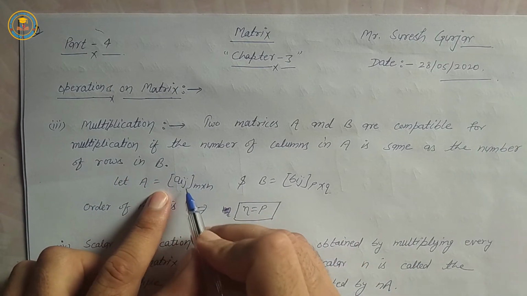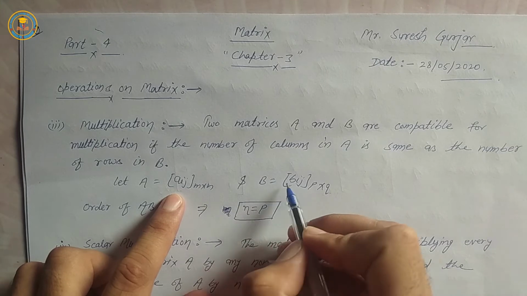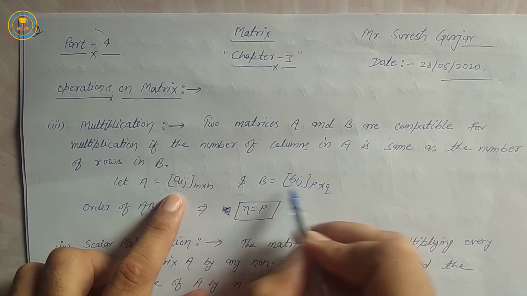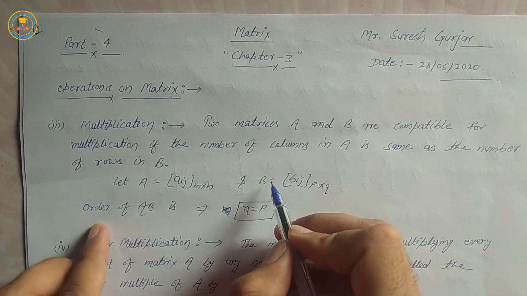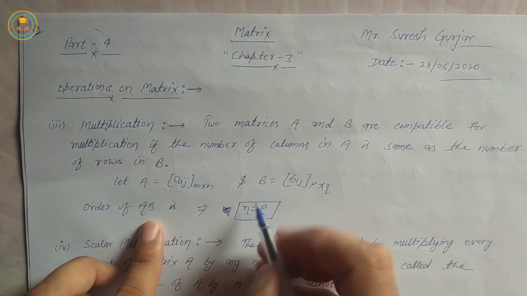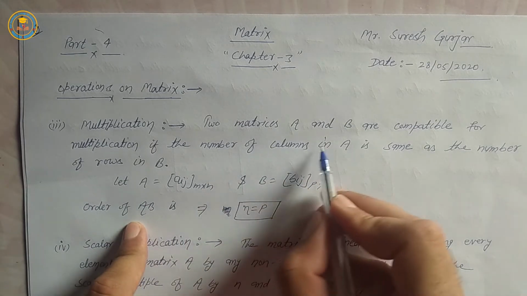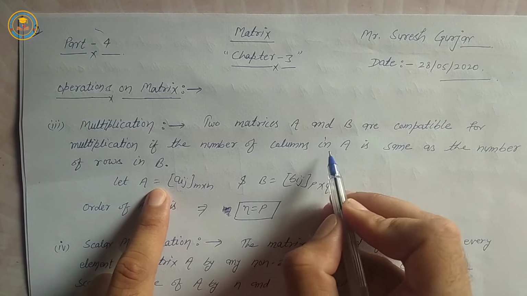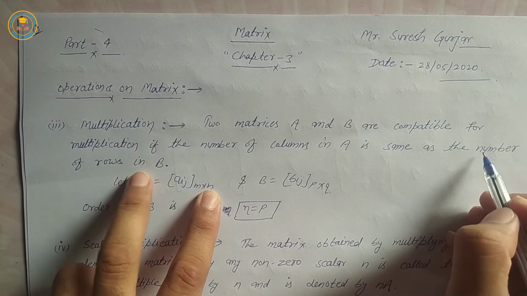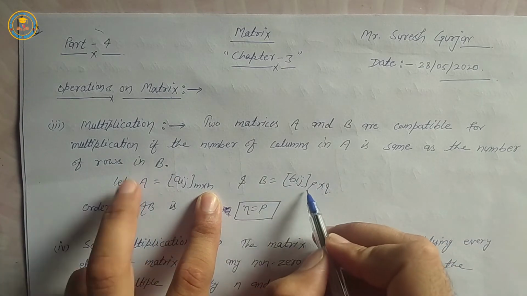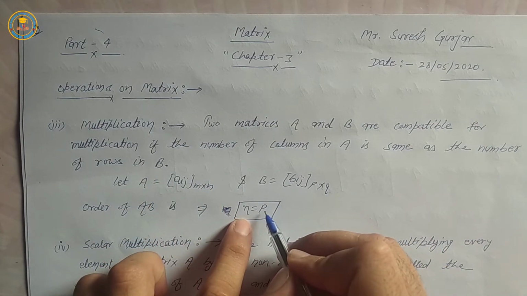Let matrix A equal Aij of order M cross N, and the second matrix B equal Bij of order P cross Q. For matrix A into matrix B, the number of columns in matrix A, N, must equal the number of rows in matrix B, P. It means N is equal to P.